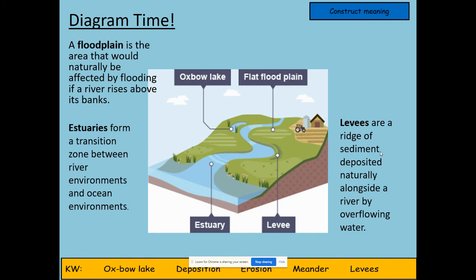So we're moving on to look at levees. So we're here in the lower course of the river, surrounded by the floodplain, the area that would be naturally affected by flooding if the river rises above its banks. It's the point at which the river meets the estuary, so your transition from river into ocean environment. And levees, these are the ridges of sediment deposited naturally alongside the river by overflowing water.